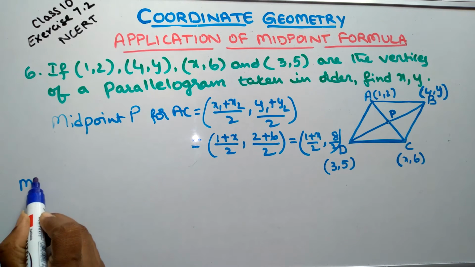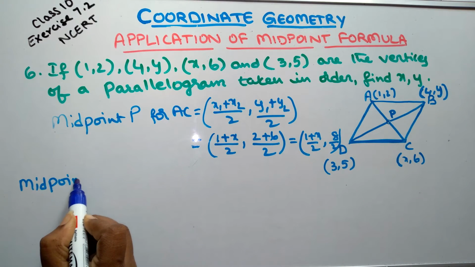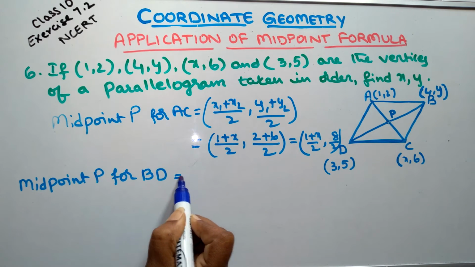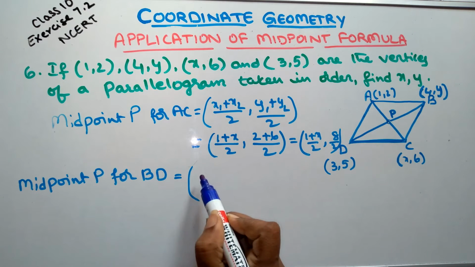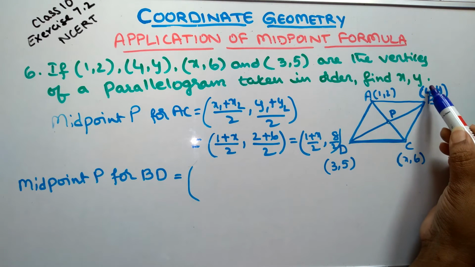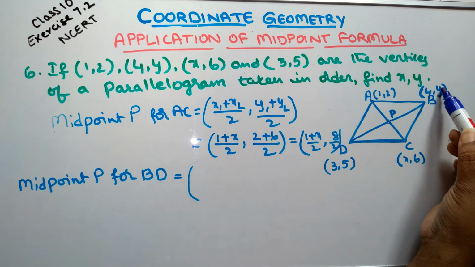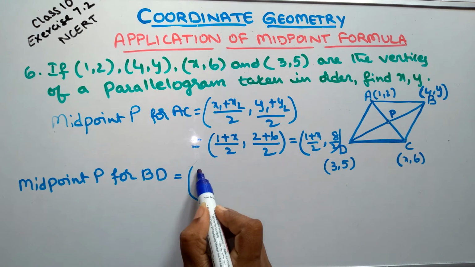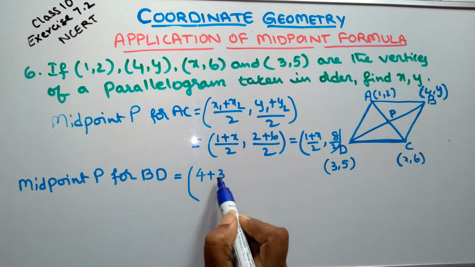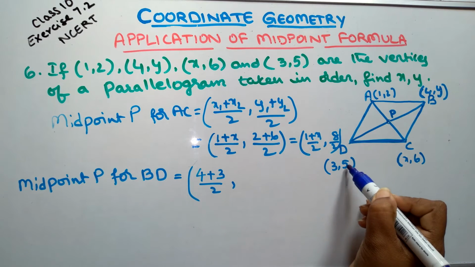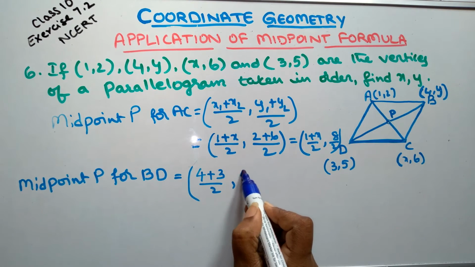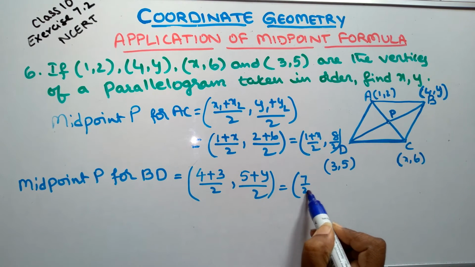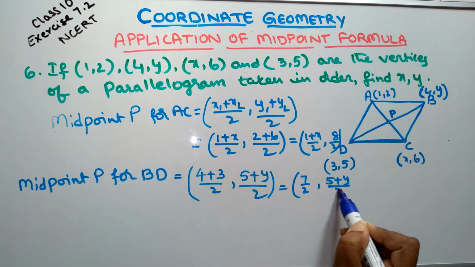Now we will find the midpoint P for the BD diagonal. So again applying the midpoint formula, here x1, y1 becomes 4 comma y. 4 is x1 and y is y1, 3 is x2 and 5 is y2. So (4 plus 3) by 2 comma (5 plus y) by 2, which is equal to (7 by 2, (5 plus y) by 2).